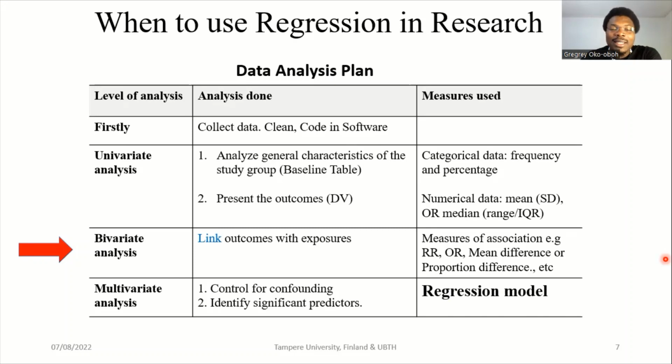So bivariate analysis helps us to establish if two variables are associated and if they can go into a regression model. The multivariate or multivariable analysis is exactly the point where regression modeling is done. At this stage, it is used to either identify significant predictors of our outcome or dependent variable, or to control for confounding variables, which are third variables that distort the association between the primary exposure or independent variable and the outcome. This is exactly the point where regression model comes in medical research.